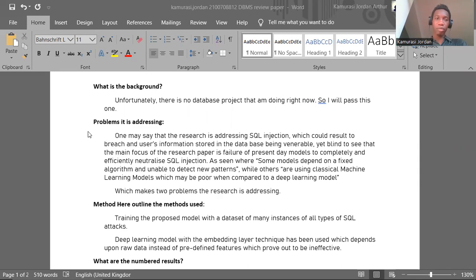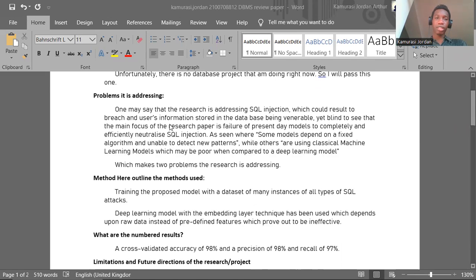So the problem that it is addressing. In the review paper, they talk about SQL injection, and one may be forced to think that the research is trying to solve the problem of the existence of SQL injections and how to go about them, yet blind to see that actually the paper is trying to solve the fact that the existing SQL injection detection mechanisms are not efficient and not completely combating the SQL injection attacks.